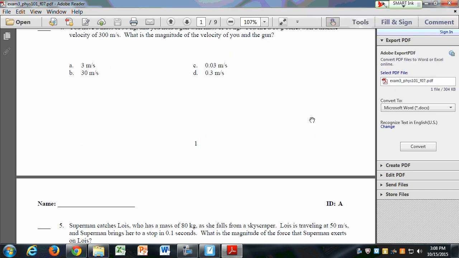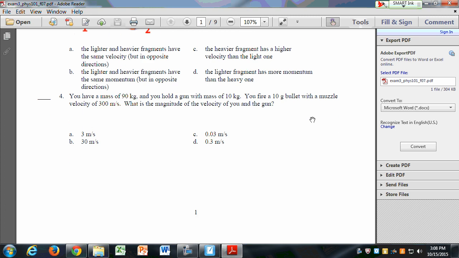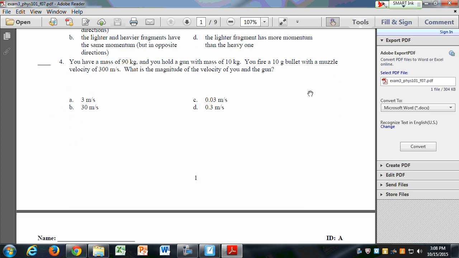All right, now the other class of problem are like these. These are conservation of momentum problems, like number 4 here. Again, this is Fall 7 Exam 3. In these conservation of momentum problems, you're always going to have two bodies at work. In this case, I'm holding a gun that's 10 kilograms, and then I'm firing a 10-gram bullet, and I want to know what is the magnitude of the velocity of you and the gun.